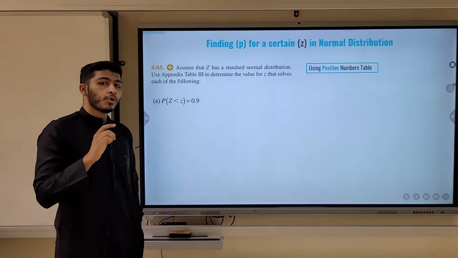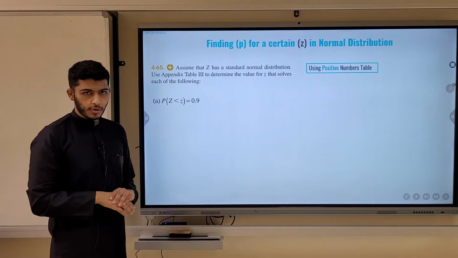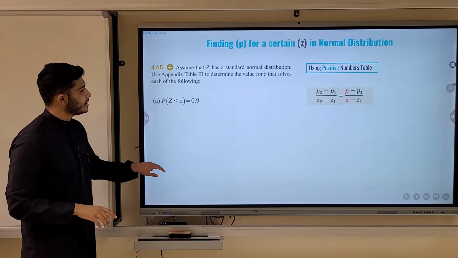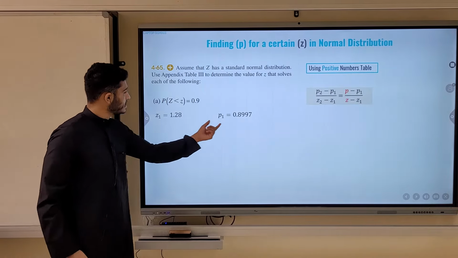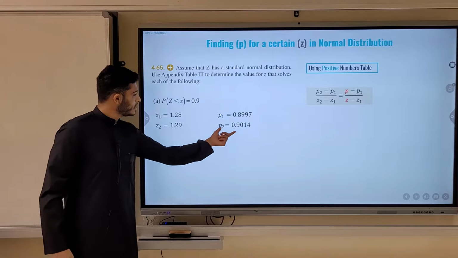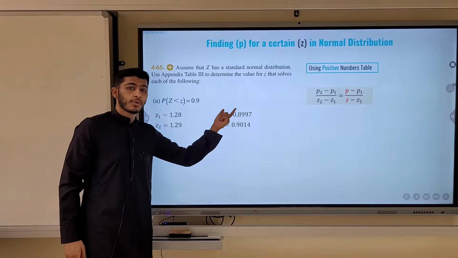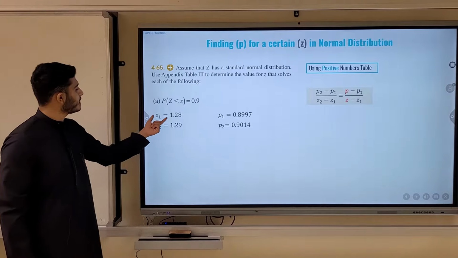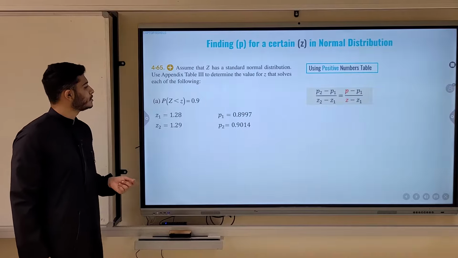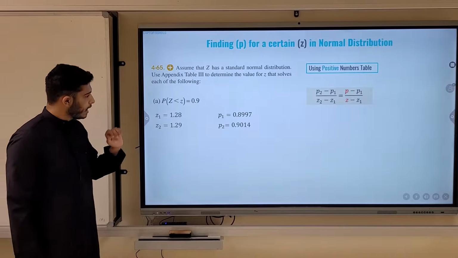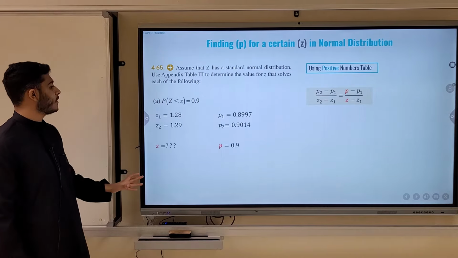From the table, go find the two probabilities that will enclose 0.9. When you go to the table, you're going to see that the first probability is this one, and the second probability is this one. You look for the Z values tied to these probabilities. You're going to find Z1 to be 1.28 and Z2 to be 1.29. With this, you have the red P, but you don't have the Z. You are trying to find the Z.